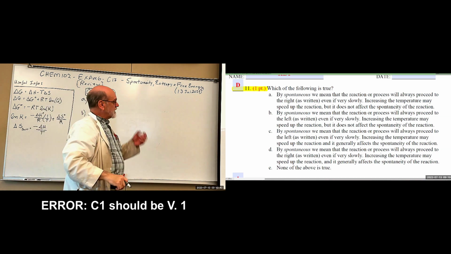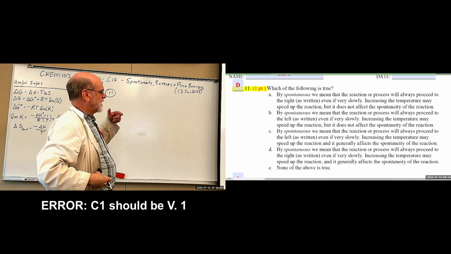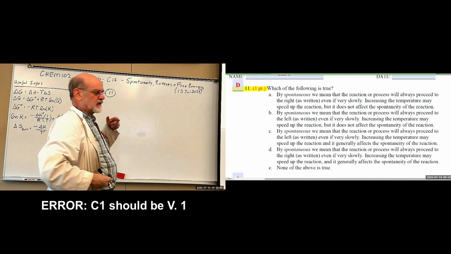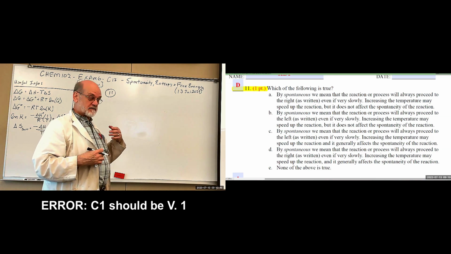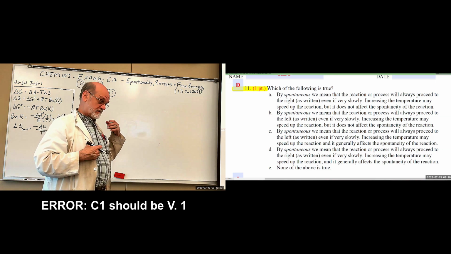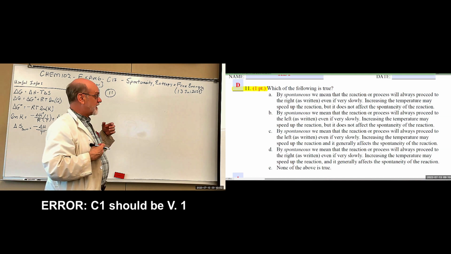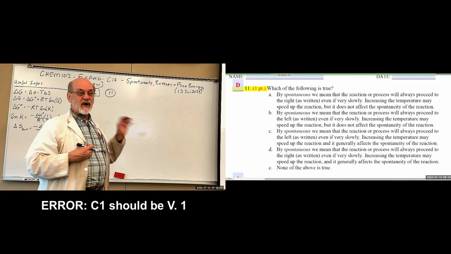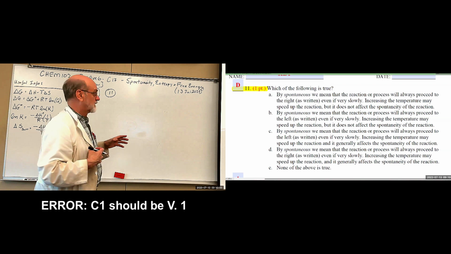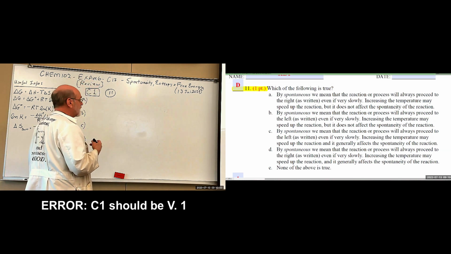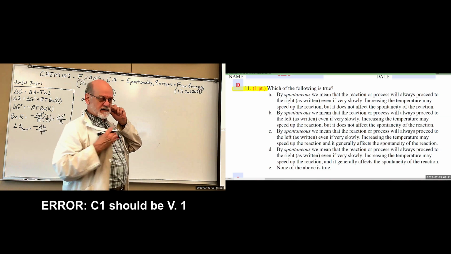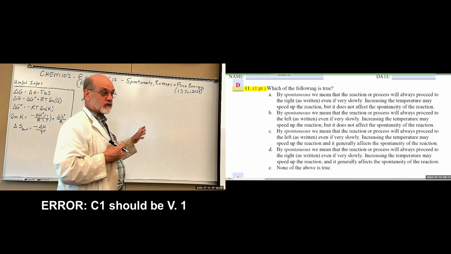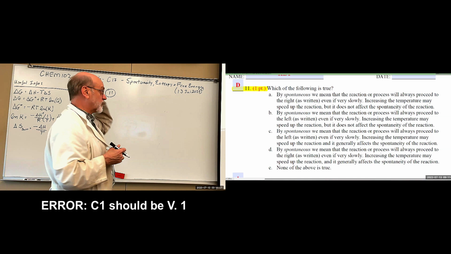All right, let's see. What do these statements have in common is "by spontaneous we mean." That's the beginning of every phrase. So we're talking about conditions that promote spontaneity of a reaction. So let's see if we can, by process of elimination, get rid of the ones that cannot possibly be true and see what we've got left over.